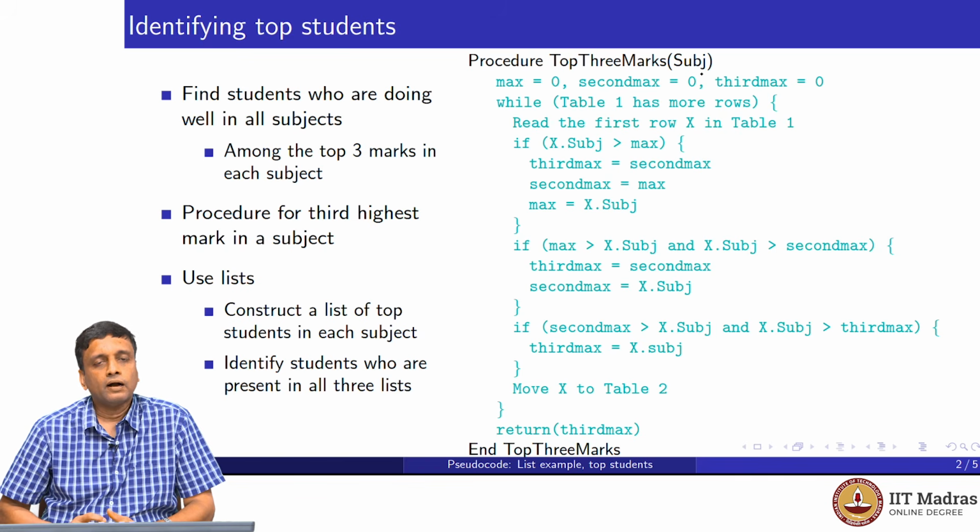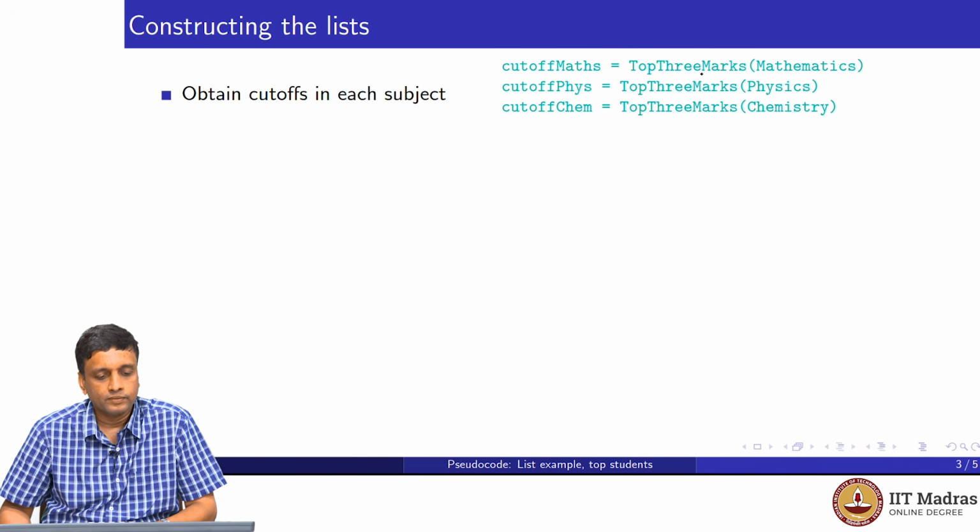Now that we have this procedure, what we know is that the cutoff is given by the procedure, but we don't know how many students are there above this cutoff. Any student who has got more than or equal to the third highest mark is considered to be a top student in that subject. So this is where lists come in. For each subject, we will take the list of students who are toppers in that subject by querying this procedure, and then we will have to check whether there is a single student or how many students actually appear across all these 3 lists.